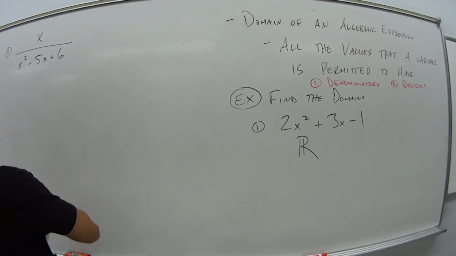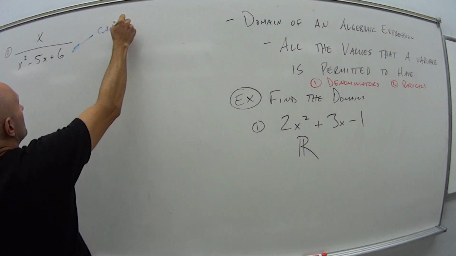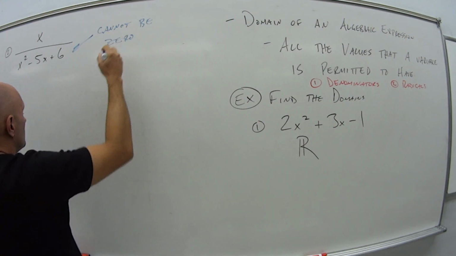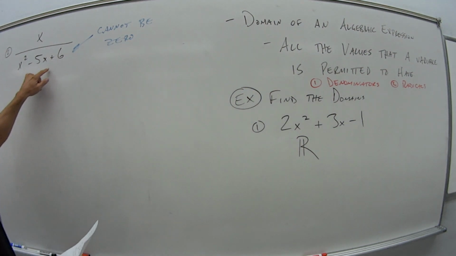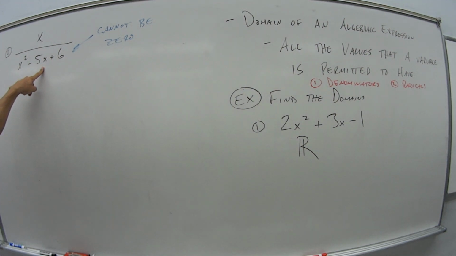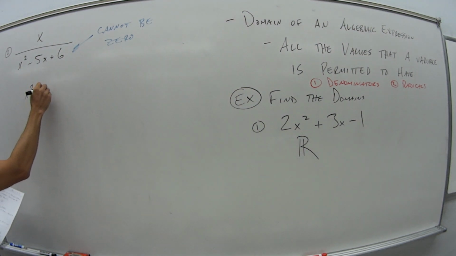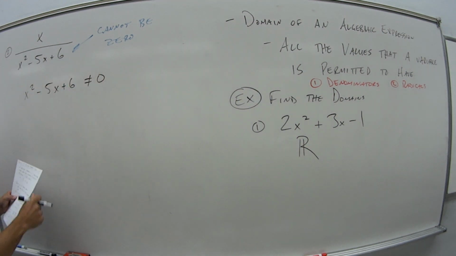Why? Because my denominator here cannot be 0. So I need to find out what values, if I pick for x, are going to make this guy 0. So how do I do that? I set this equal to 0. Or if I want to say, this cannot be equal to 0.